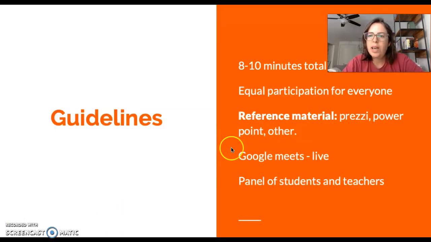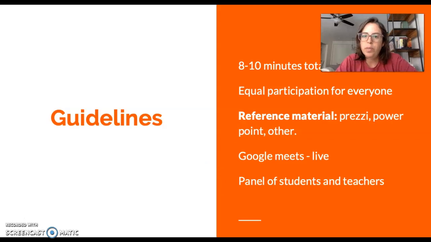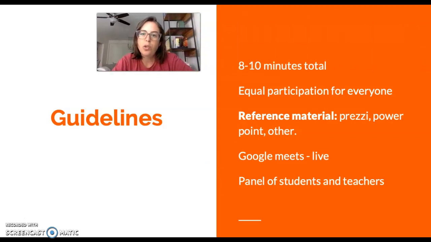So as we said, the presentation is going to be 8-10 minutes total, not for each member of the group, but for the entire group. 8 to 10 minutes. You should be dividing equally the participation for everyone. So everybody should be talking about the same time. You have 4 people, it's about 3 minutes, between 2 and 3 minutes each person, okay?